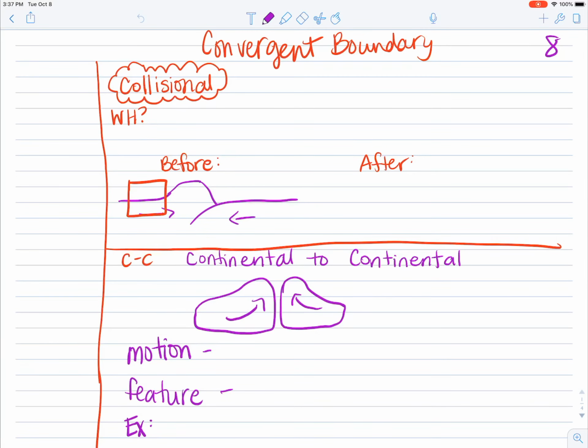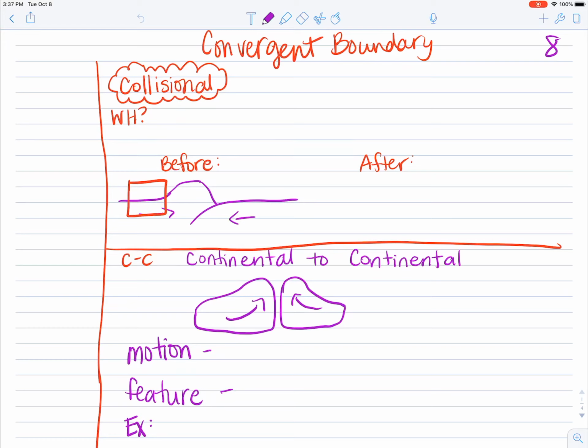Hey guys, so we have started talking about continental drift and plate tectonics and how these giant plates move around our planet. And so the first boundary type that we're going to look at is going to be convergent boundary. So in your notebook, flip to page 8, and I need you to set it up like the picture, like the screen looks. Pause the video, definitely to do that.